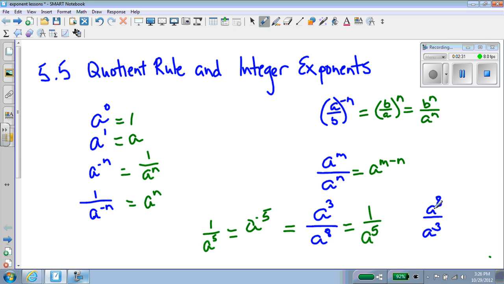Again, if I had a to the 8th over a to the 3rd, I could say that's a to the 8 minus 3 power, a to the 5th, or I could say I've got 8 factors of a on the top, 3 factors of a on the bottom. Those 3 will cancel 3 of those, leaving a to the 5th on the top. So hopefully in the past you've learned it either as subtraction of exponents or some sense of canceling.